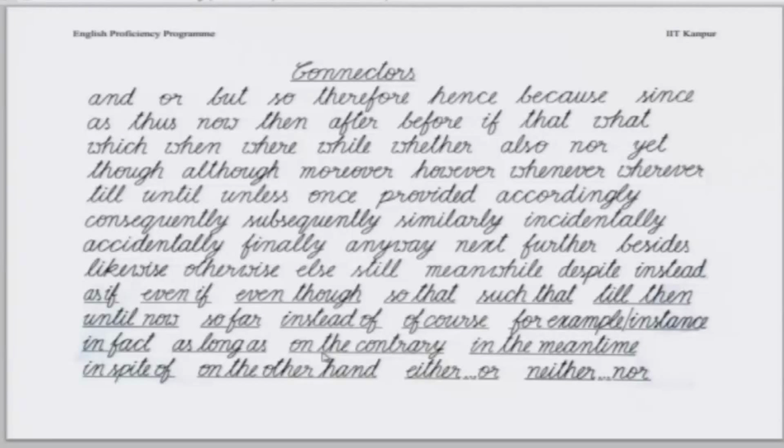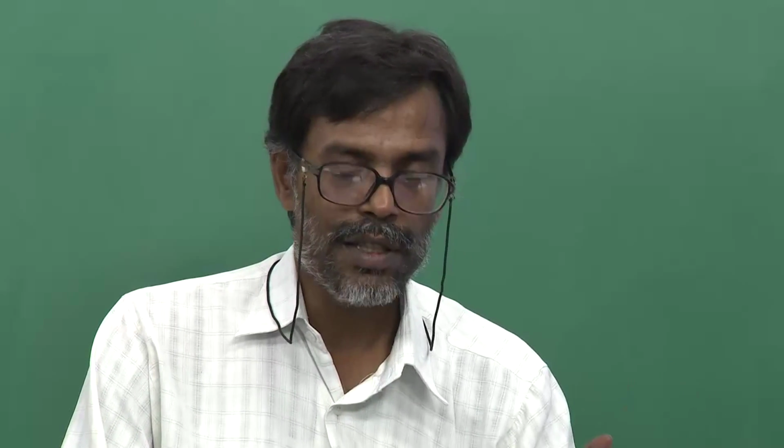On the contrary, give an example of a sentence with on the contrary. It will typically be a two sentence pattern, but in a single sentence also it can come. Typically, it is a two sentence pattern in which the connector on the contrary comes in the second sentence. I am not getting bored by this class. On the contrary, I am enjoying it to the hilt. Okay. Next.